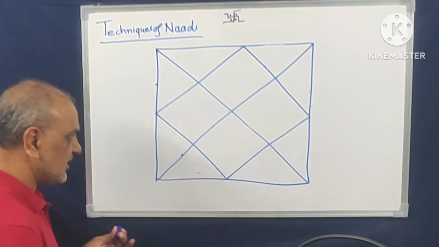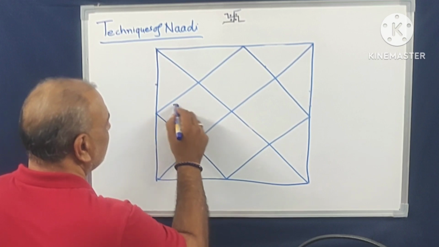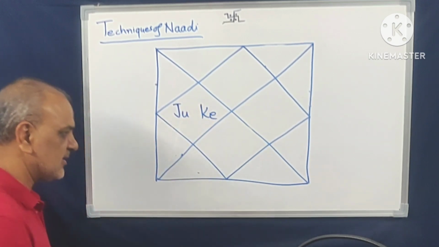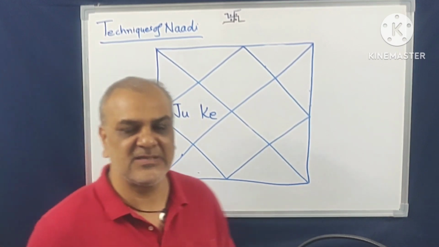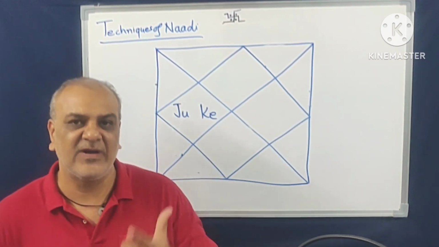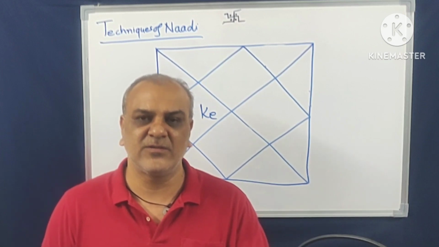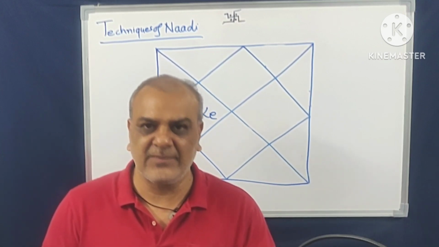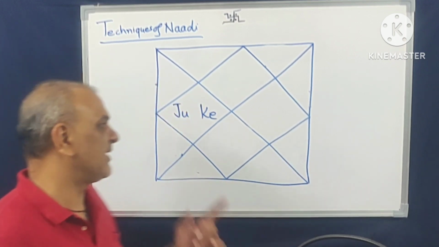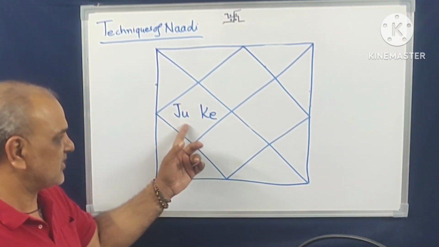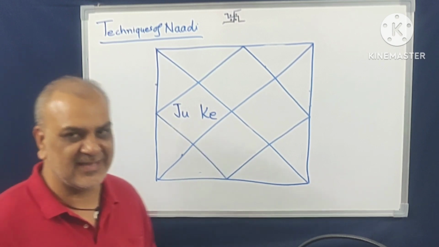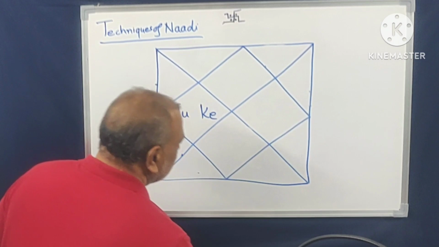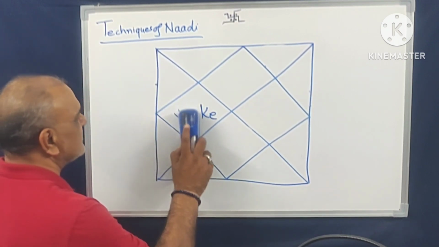Then in any chart, if you find Jupiter and Ketu together, this means that this native one day will travel to a pilgrimage center, or he will travel for a dip in holy water. The Jupiter and Ketu combination indicates this, and you can easily predict the timing according to the progression of Jupiter or the progression of Saturn.